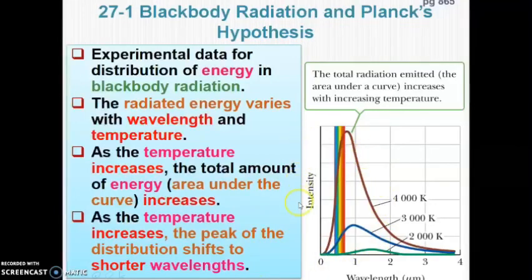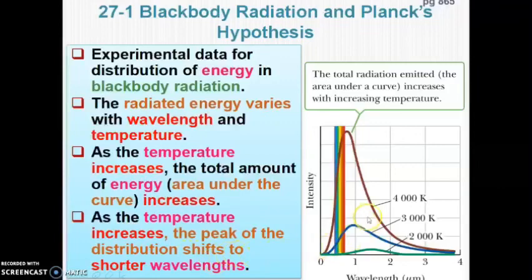This is the graph of intensity versus wavelength, the experimental data for the distribution of energy in black body radiation. The radiated energy varies with wavelength and temperature. As the temperature increases, the total amount of energy, the area under the curve, increases. As the temperature increases, the peak of the distribution shifts to the shorter wavelength.